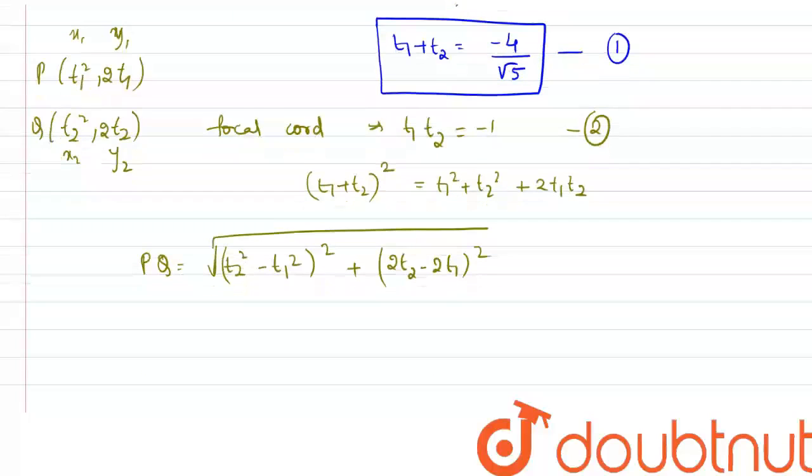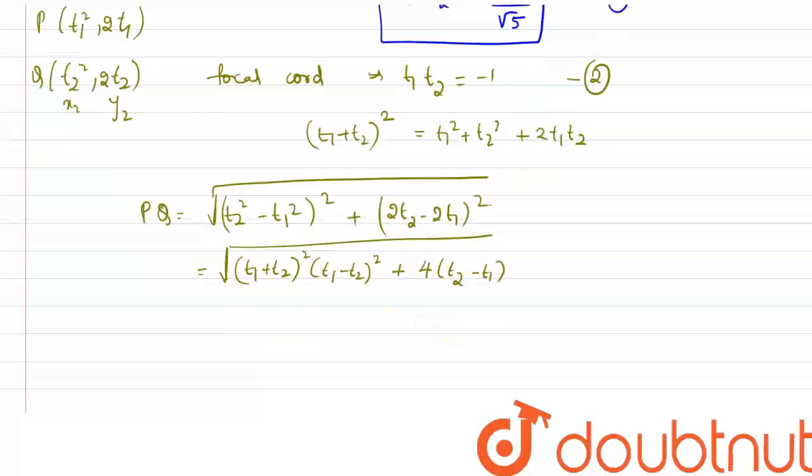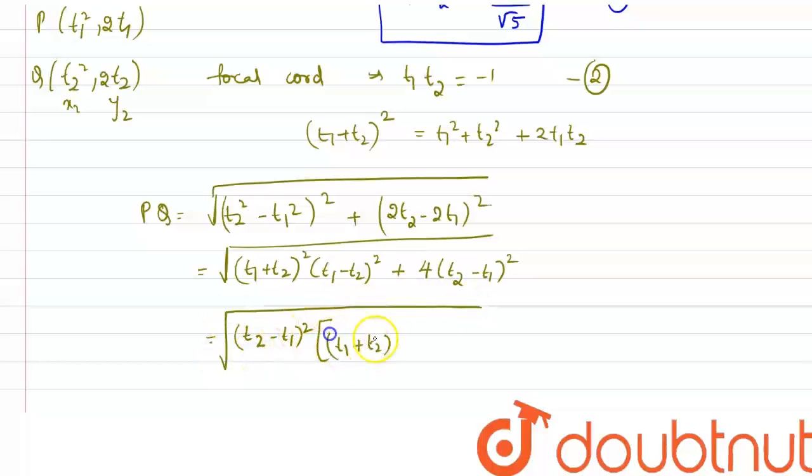Yes, that means what do we get here? If we take this value, this is equal to square root of, here 2 and 2 common, (t1 plus t2) whole square into (t1 minus t2) whole square, because t2 minus t1 is this one, plus 4, since 2 square is 4, into (t2 minus t1). Yes, square root. If we take (t2 minus t1) whole square as common inside the square root, we get (t1 plus t2) whole square plus 4. Yes, this is our value.